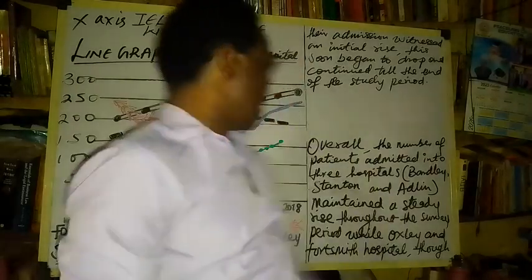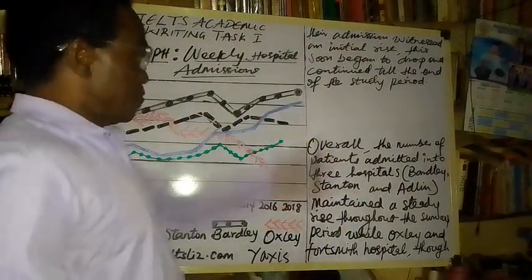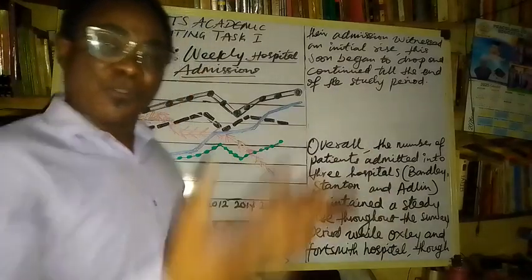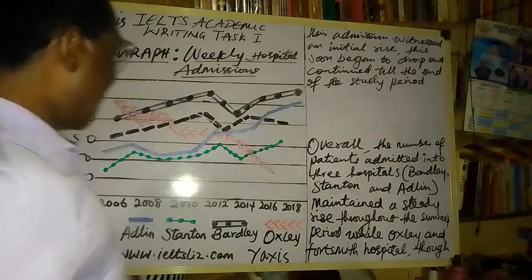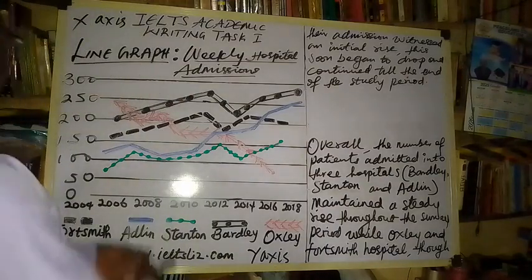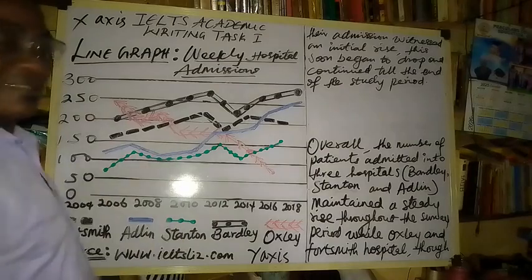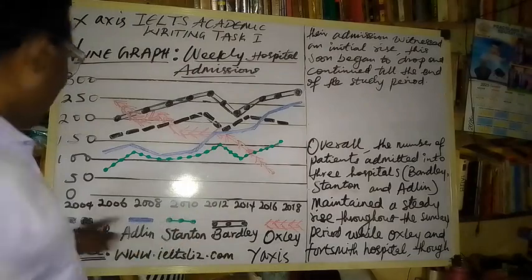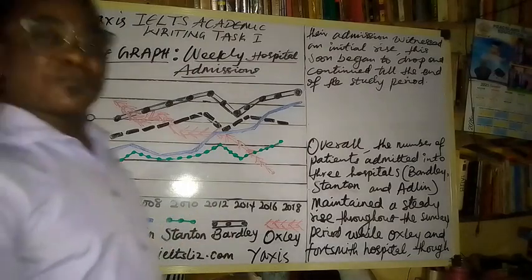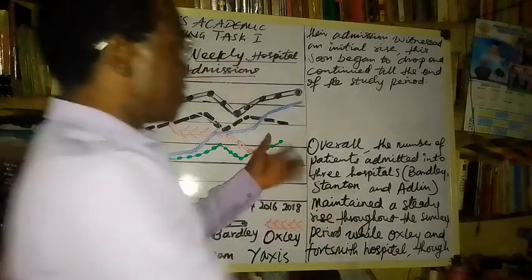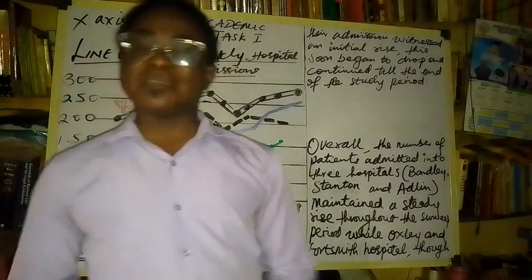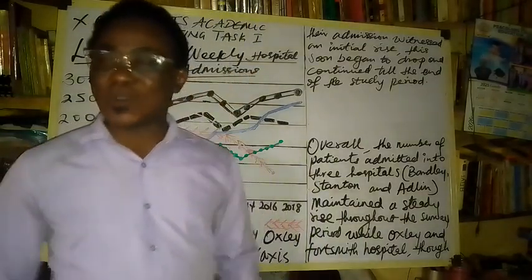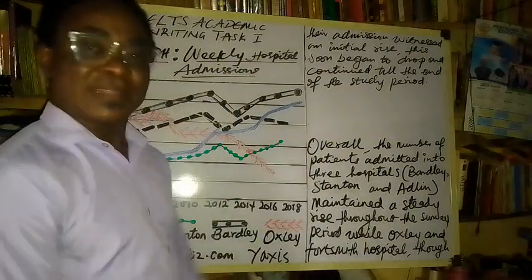So what we have on the board represents the overview or the overall. It tells about what can be seen at a glance on the graph without really mentioning the figures like the years and the number of admissions. It tells us which values were rising and which were falling, which were the highs and which were the lows.